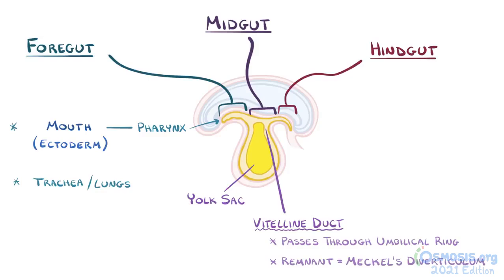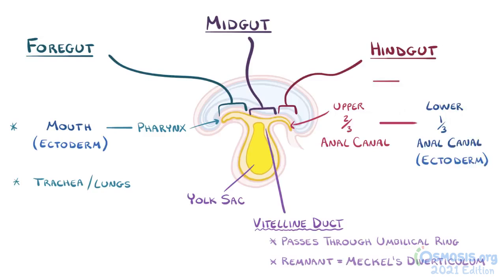Like the oropharyngeal membrane, the cloacal membrane breaks down as well, except it happens around week 7. When that happens, the upper 2/3 of the anal canal, which come from the hindgut, meets up with the lower 1/3 of the anal canal, which comes from the ectoderm. In the adult, the line where they meet is called the pectinate line.